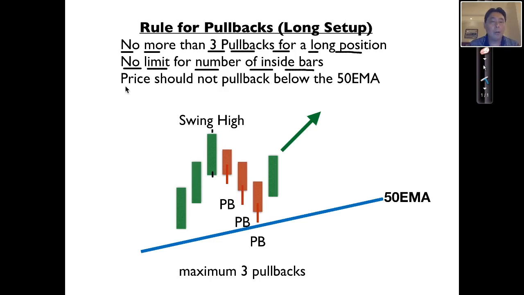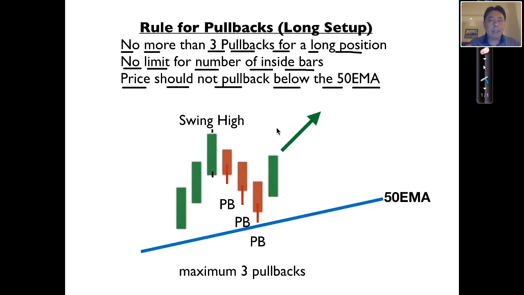Also, we have to ensure that the price does not pull back below the 50 exponential moving average. Notice that that line is the 50 exponential moving average. As the price pulls back, it should not pull back below that. If it pulls back below that, it's no longer valid. Or if the 6 EMA crosses below the 18 EMA, that is also not a good trade to take, okay?